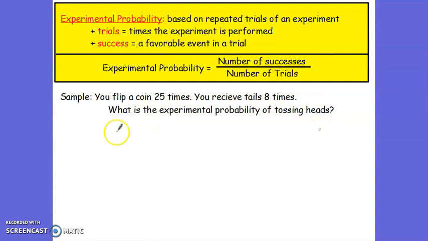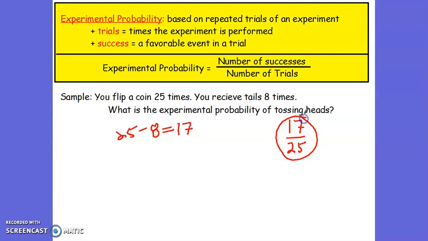Number 1, we could just take our 25 possible times it happened, subtract off the 8 tails, because if it didn't come up tails, then it must have come up heads 17 times. So therefore, we would say the probability of tossing heads is going to be 17 out of 25 times.